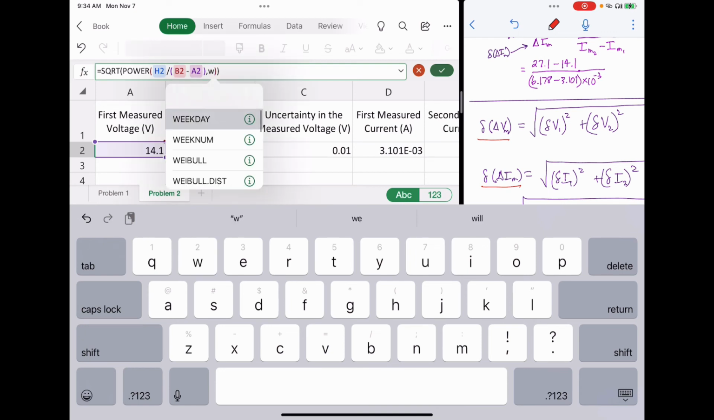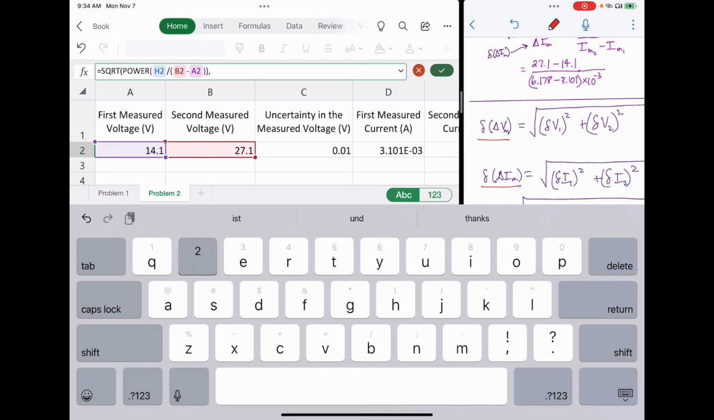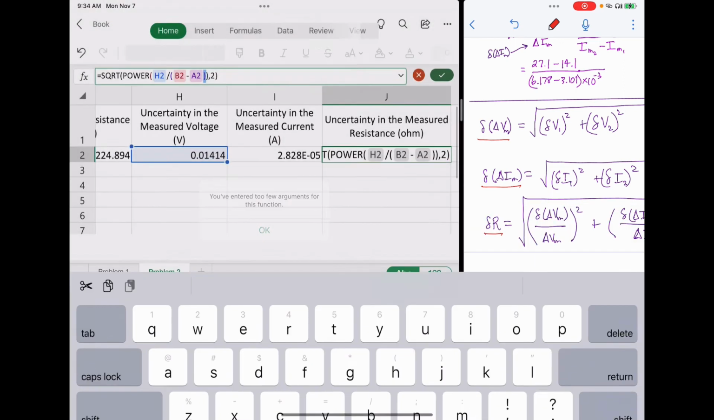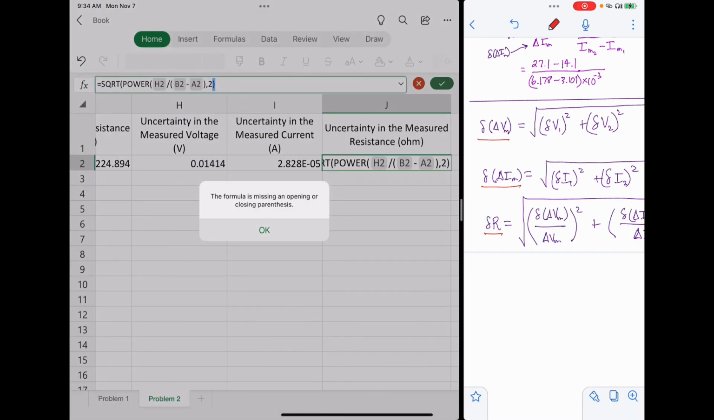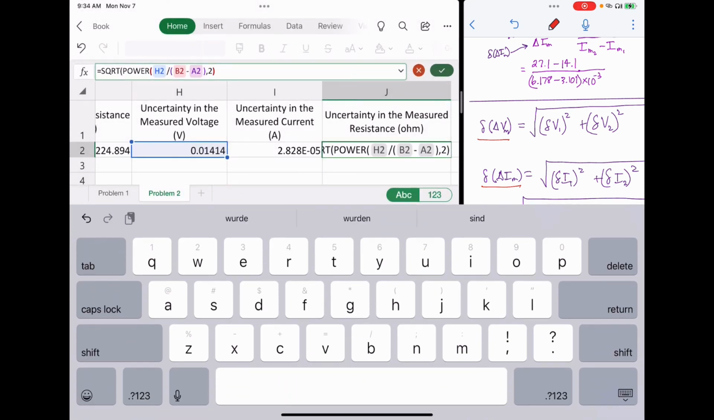Not in there, though. Squared. I think that's right. Let me see if I get any errors. Oh, yep, I have some errors. So I don't need an extra parenthesis there. All right. But I would need, so this should give me an error as well. Okay, good. I need an extra parenthesis here.